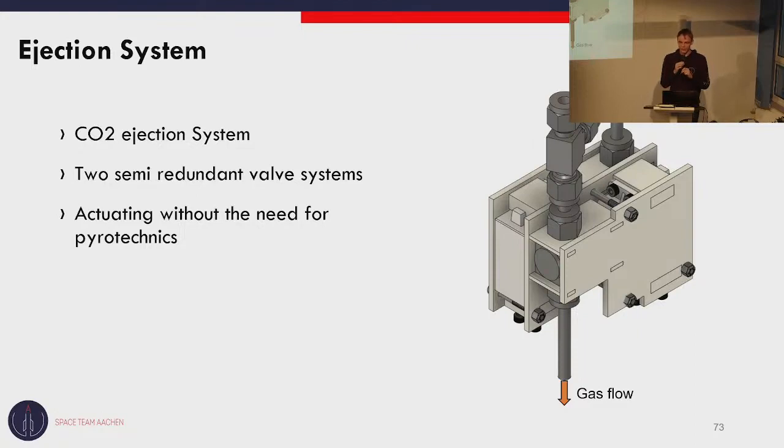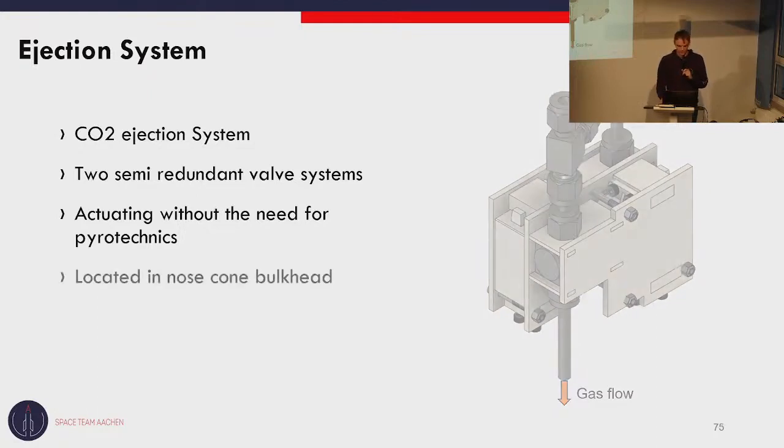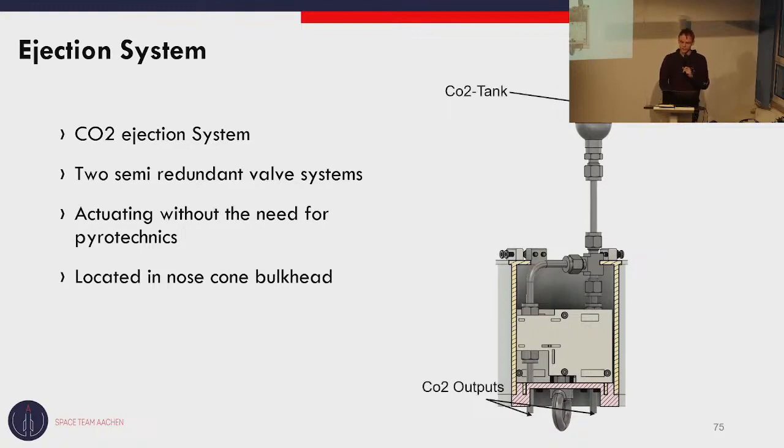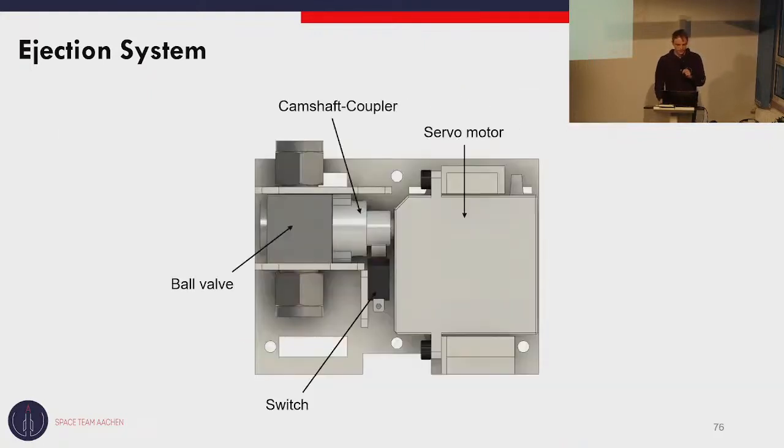We could just add a second tank, if the testing shows that this is necessary, without any problems. That fits really nicely into the nose cone bulkhead, as seen previously in the structures section. It consists of a ball valve and a servo motor. When the servo motor turns the ball valve, it releases the CO2 and pressurizes the cavity in which the parachute sits and pushes out the nose cone, triggering the deployment of the drogue parachute and so on.